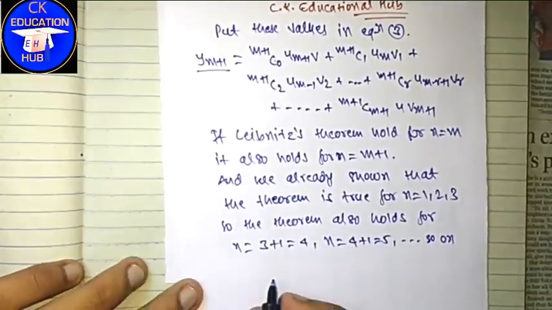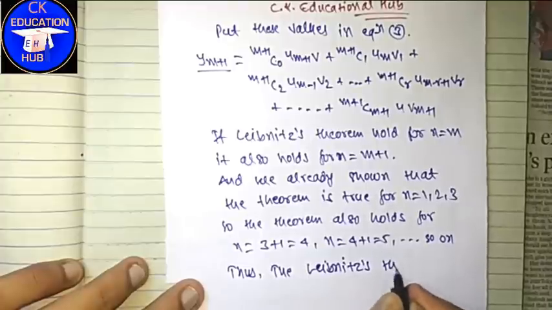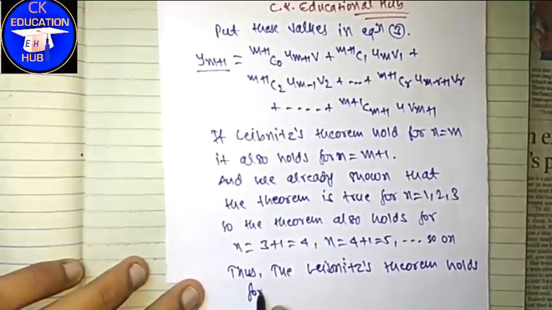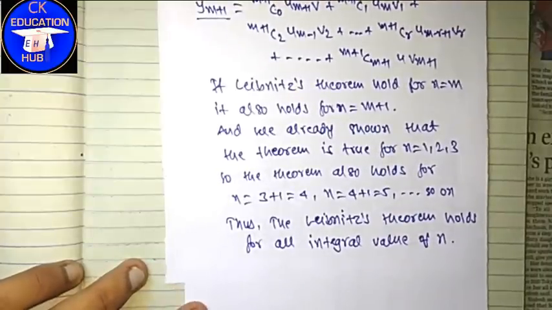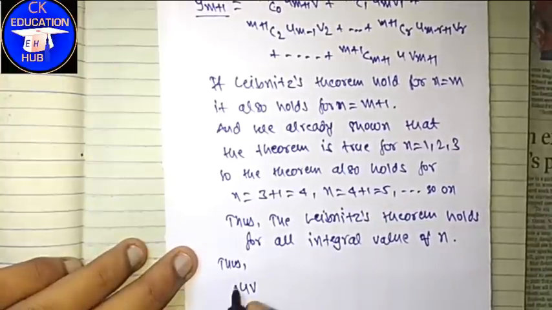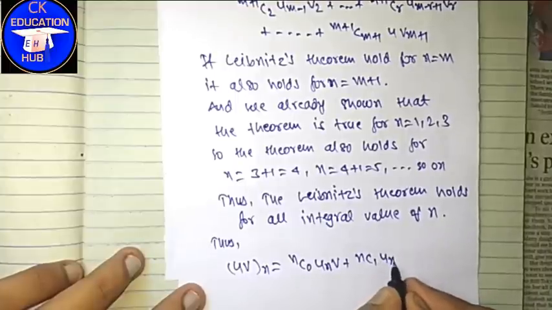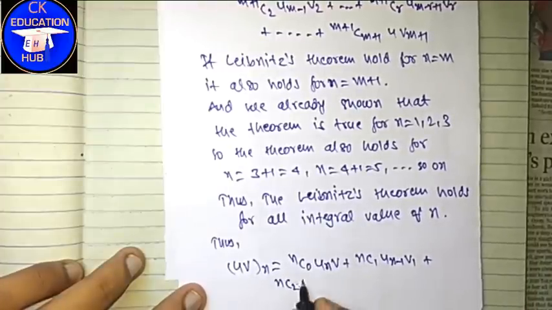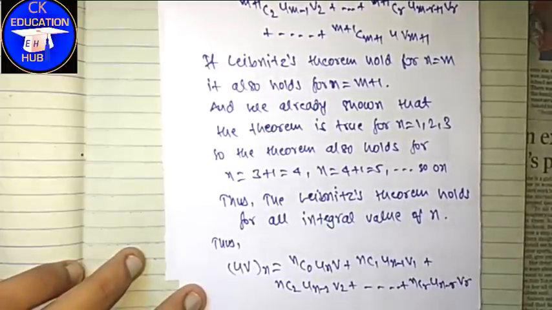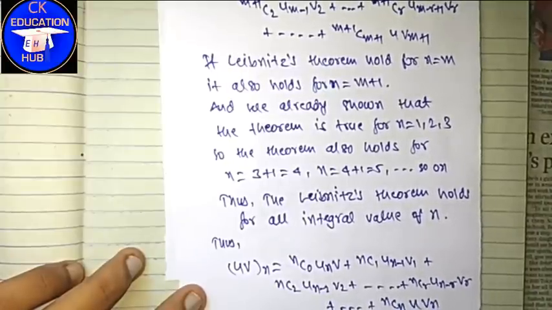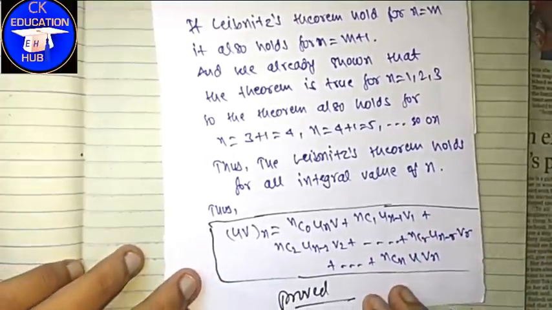Okay. Thus we conclude that the Leibniz theorem holds for all integral values of n. Thus, (uv)_n is equal to nC0 u_n v plus nC1 u_(n-1) v1 plus nC2 u_(n-2) v2 plus up to nCr u_(n-r) v_r plus up to nCn u v_n, and the Leibniz theorem is proved. This is the Leibniz theorem, and the theorem is proved by mathematical induction.